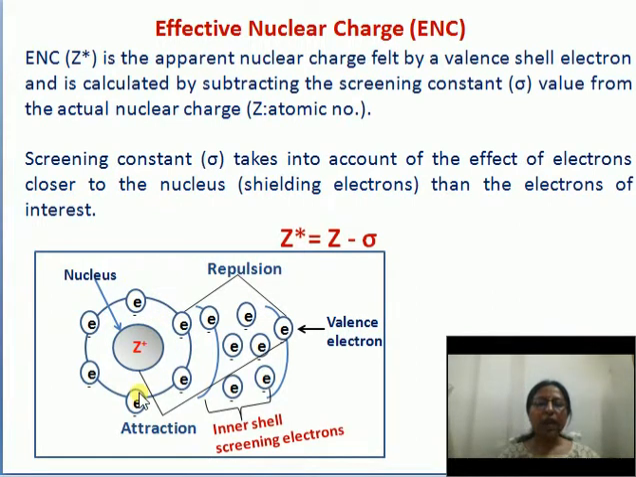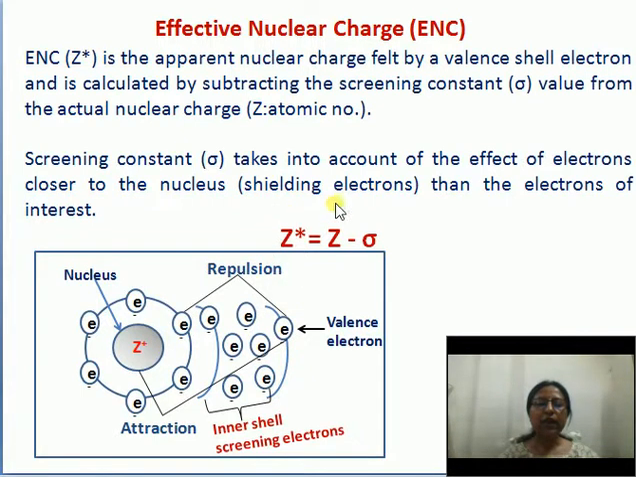So what will happen because of this? These outer electrons will feel the nuclear charge less effectively. That means these electrons are acting as a shield or screen, and they will make this nucleus actually shielded. So the result will be that these outermost electrons will feel the nuclear charge less.